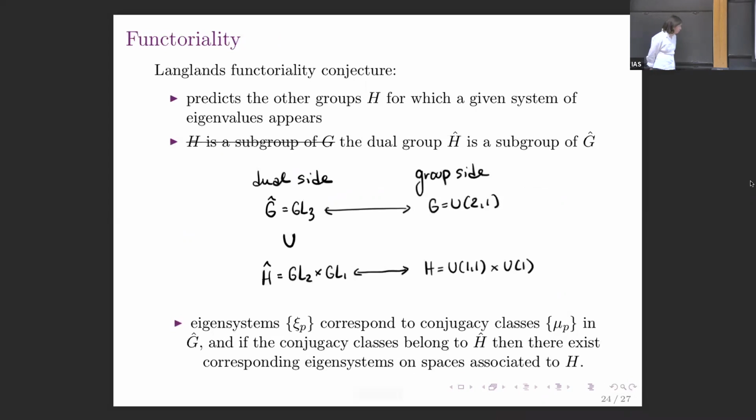Okay, so the Langlands functoriality conjecture gives us a cue for where we should look for these. It predicts other groups H for which such a system of eigenfunctions will appear. I would love to tell you that it's in subgroups of G. Sadly, this is not the case. So it's in groups H such that the dual of H is the dual of the subgroup of G.